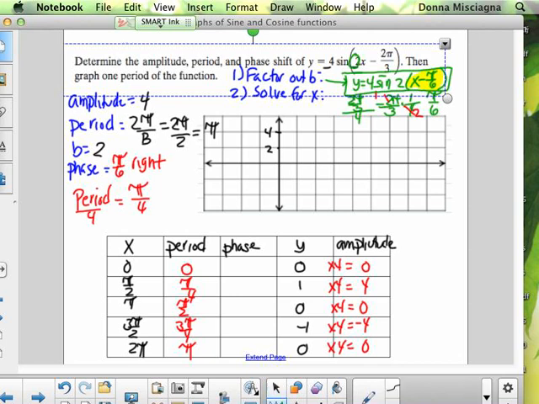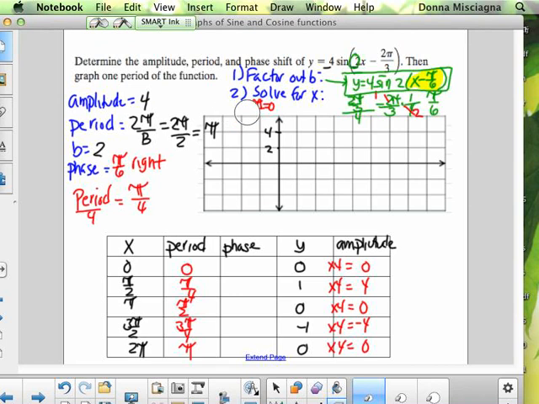Right? So if we solve for x, we have 2x minus 2 pi thirds equals 0. Let's see if I can squeeze it in. I'm going to put it over here so I don't get in too much of the way of the graph. So then we would add 2 pi thirds to both sides. And let me write that a little nicer. All right, so 2x minus 2 pi thirds equals 0. Add 2 pi thirds to both sides. So we have 2x equals 2 pi thirds.